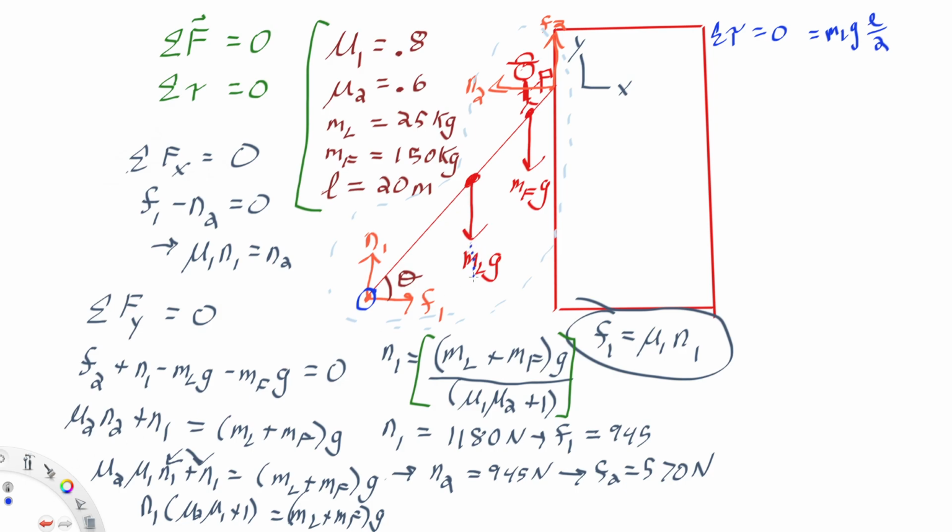So, a little bit of cleverness here. If theta is the angle between the ladder and the ground, then this angle up here is actually 90 minus theta, because this is a right angle. Is everyone with me on that angle identification?